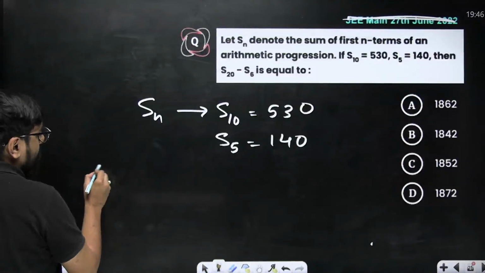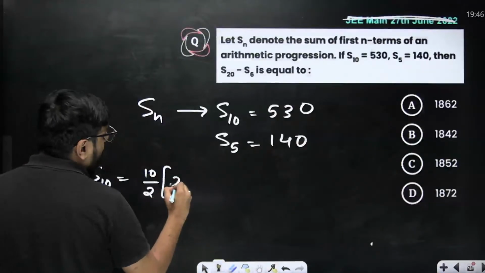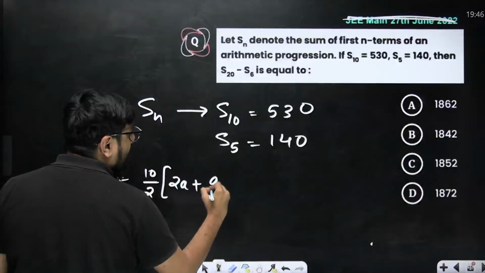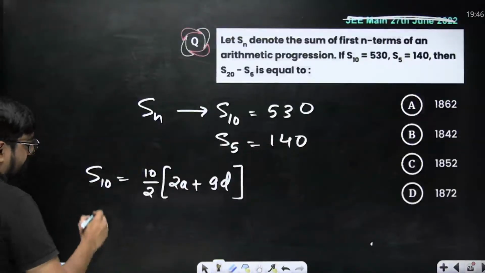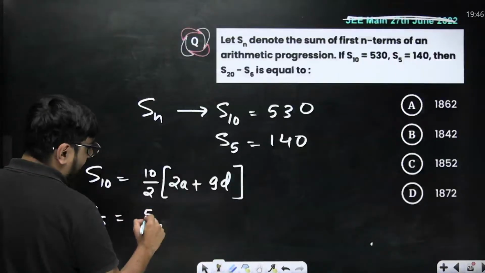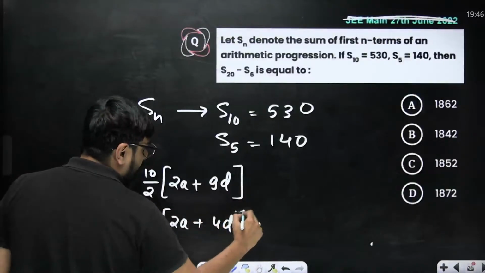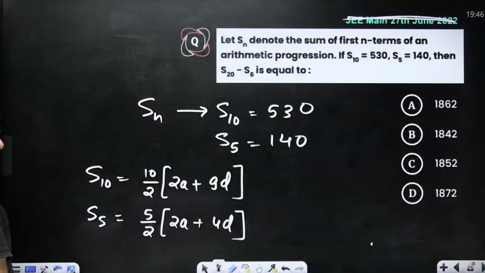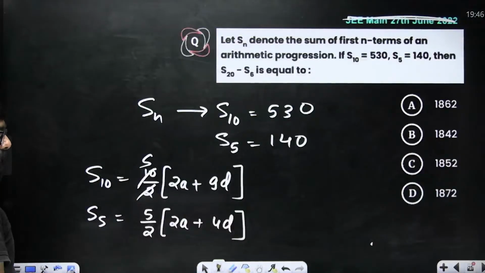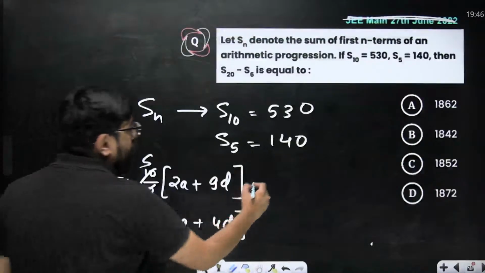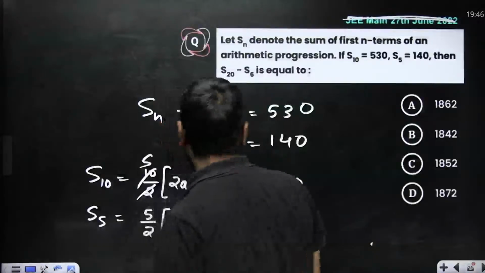What would you need? Sum of 10 terms, you'll put 10 by 2 multiplied with 2a plus 10 minus 1, that means 9 into d. Correct? n minus 1, so n is 10. Then you'll do S5 equals 5 by 2 multiplied with 2a plus 5 minus 1, that means 4d. Not a big deal. This is given to you as 530. This is given to you as 140. You'll just solve and get your answer.